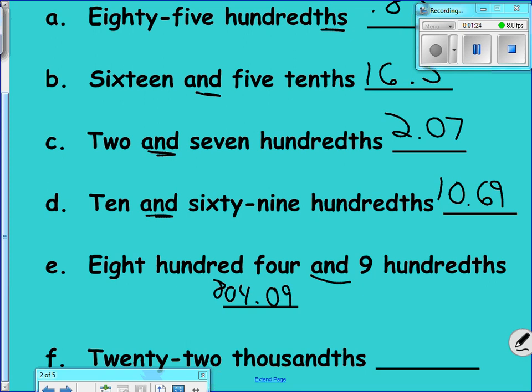Last one, 22 thousandths. So that means I have to start with the decimal. 0.022, so I have to make sure my last 2 is in the thousandths place. Okay.